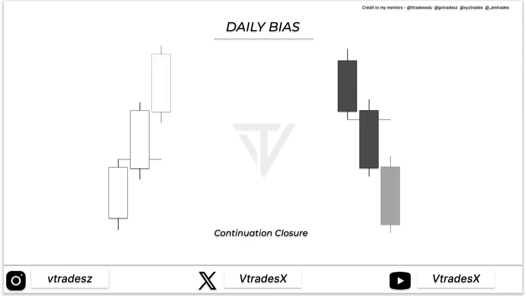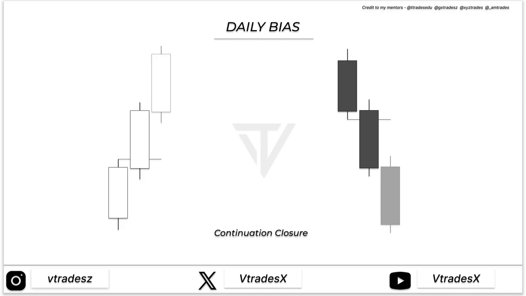Step 1. Establishing your daily bias. The first and arguably most important step in the fractal model is coming into the day with a daily bias. We need to know which way the wind is blowing on the higher time frame. How do we do this? It's incredibly simple. We look at the daily candle closure.